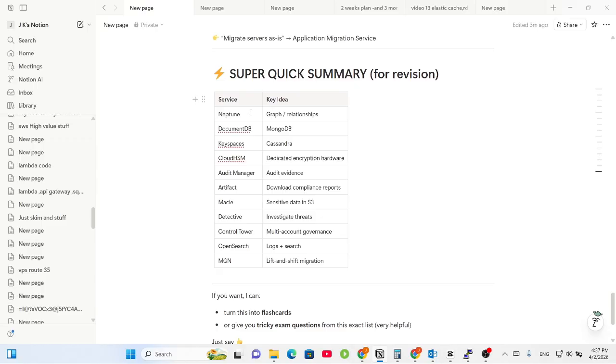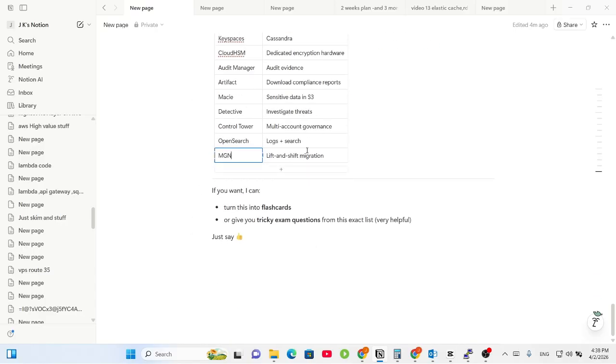Okay. So super quick comparison. If you see graphs and relationships, the answer is Neptune. You see MongoDB, it's DocumentDB. Cassandra, it's Keyspaces. CloudHSM is dedicated encryption hardware. Audit Manager, audit evidence. Artifact, downloading compliance reports. Macie, sensitive data in S3. Detective, investigates threats. Control Tower, multi-account governance. OpenSearch, log and search. And Application Migration Service.